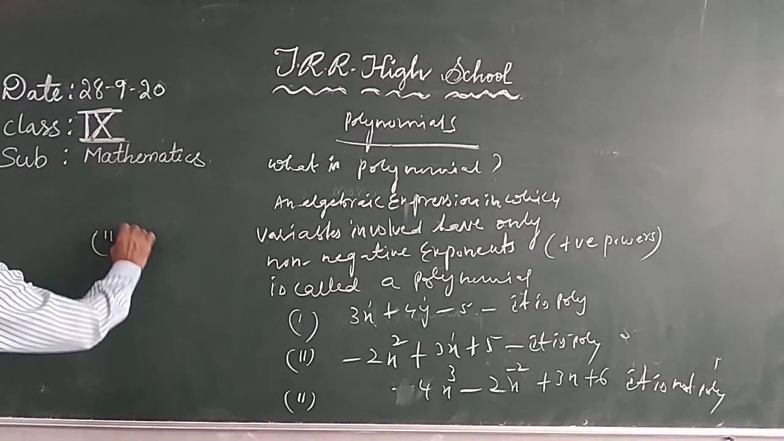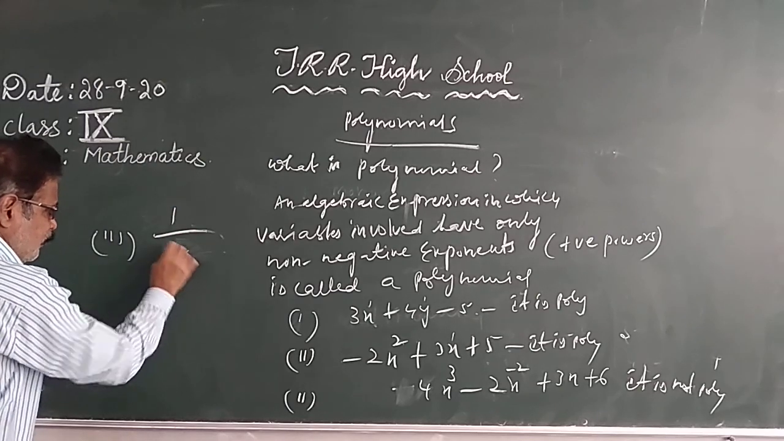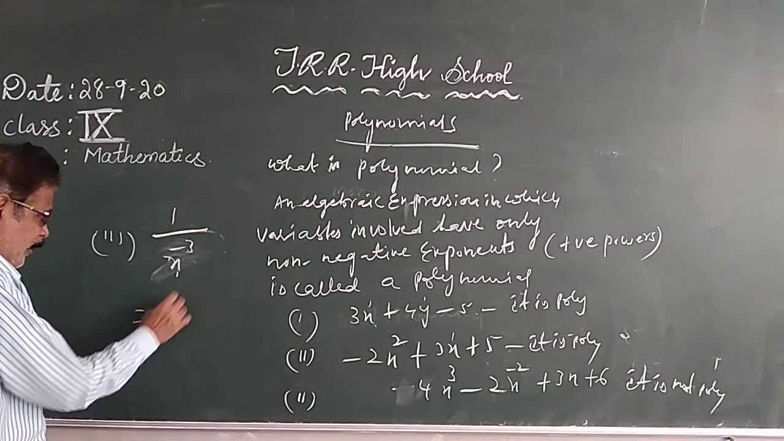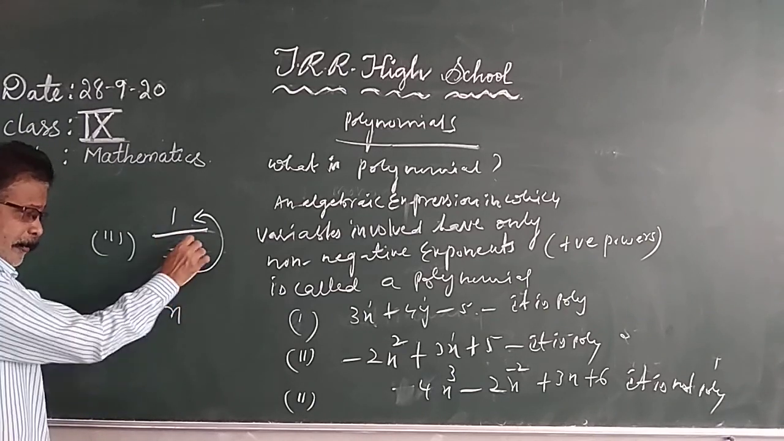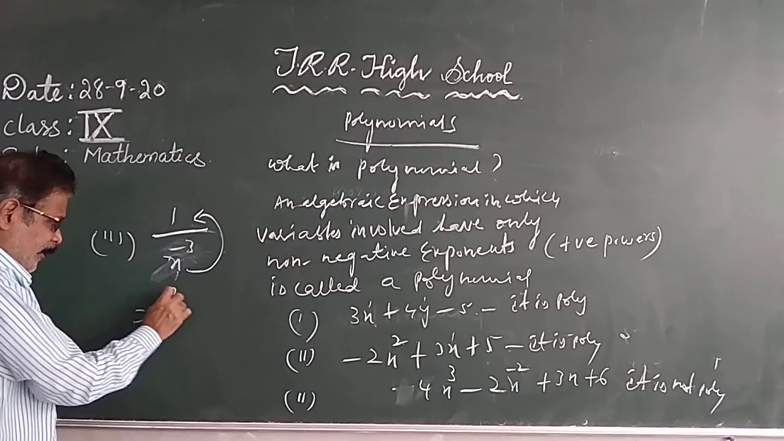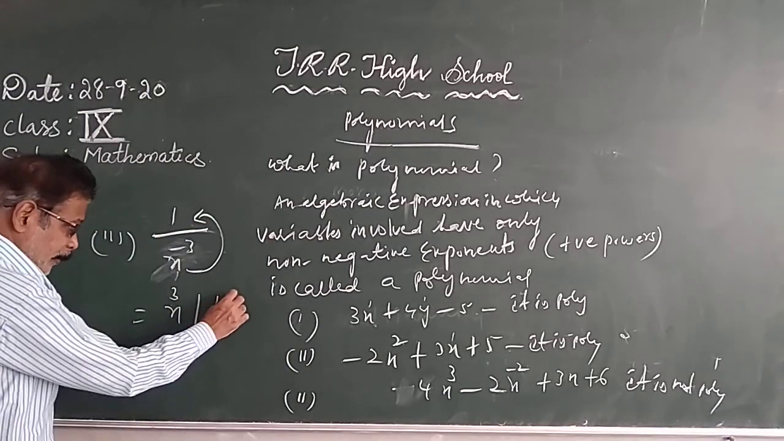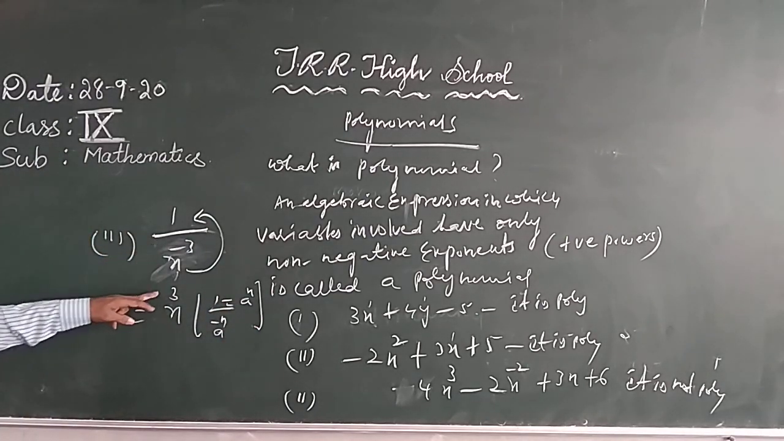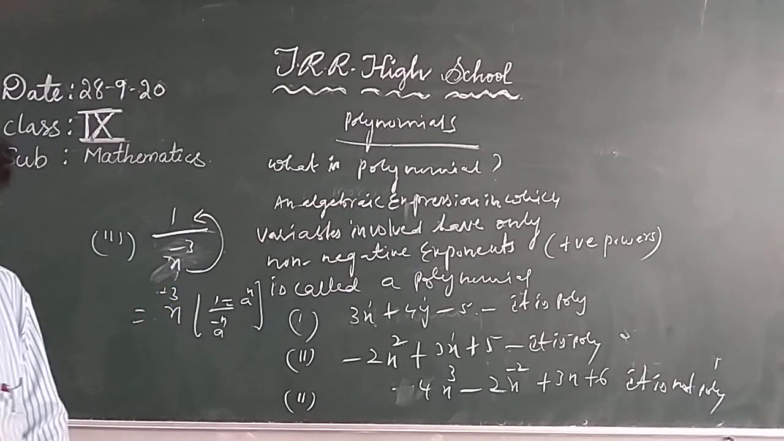One more example. Is 1 by x to the power of minus 3 a polynomial? So 1 by x to the power of minus 3 means what? When you carry it to the numerator, it becomes x cube. You know the formula: 1 by a to the power of minus n is equal to a power n. Now 1 by x to the power of minus 3 means x cube. x cube means a positive power only. It is a polynomial.